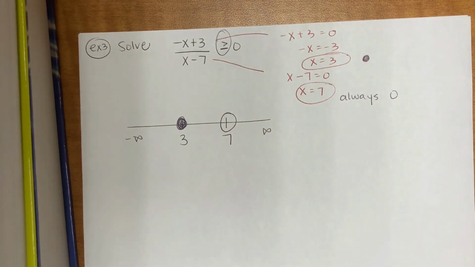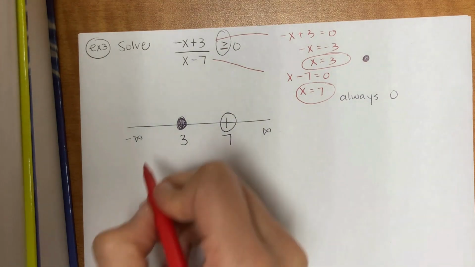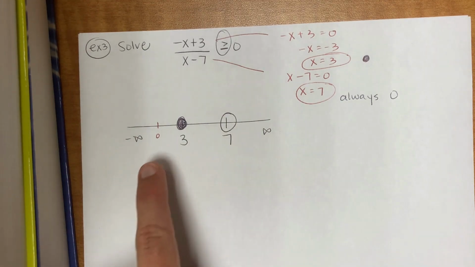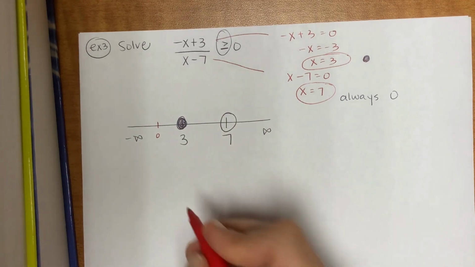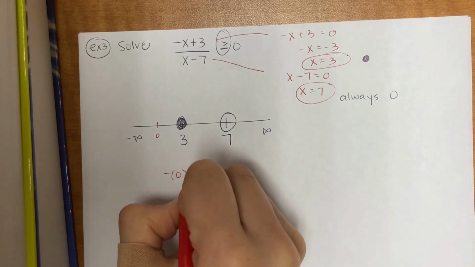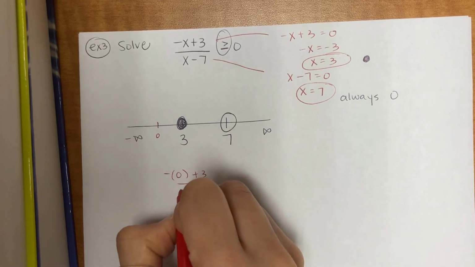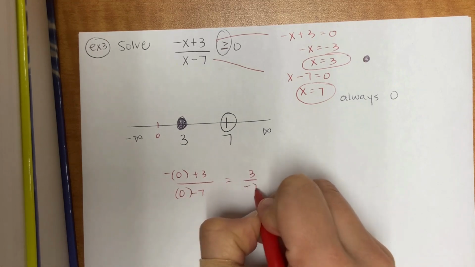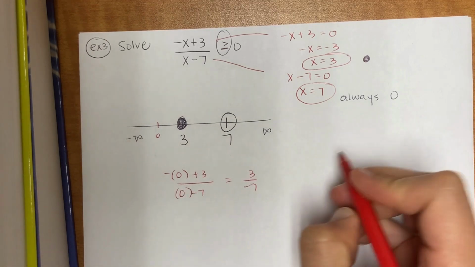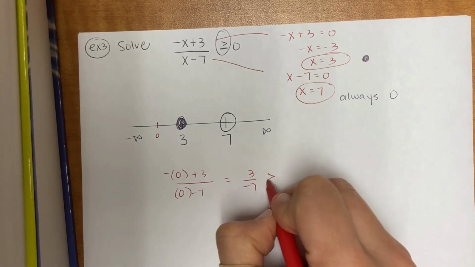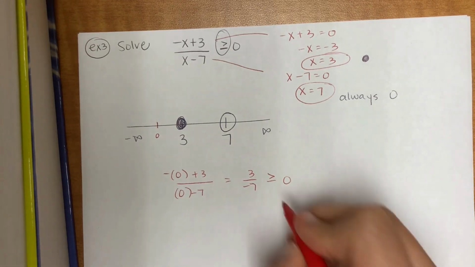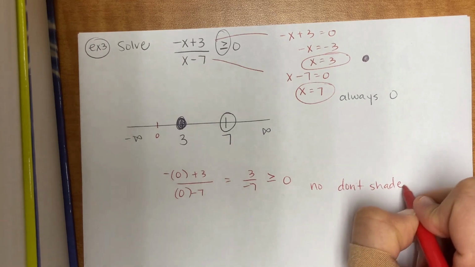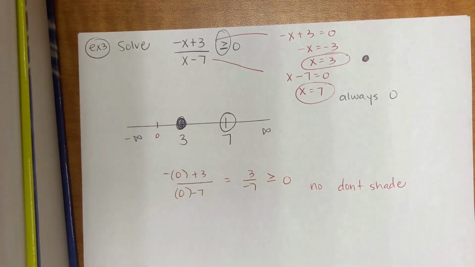All right, let's figure out what part needs to be shaded. I am going to choose 0 because that's an easy number to sub in. 0 on my number line would fall in here at this first interval. So if I sub in a 0 to the equation, I get negative 3/7, which is that greater than or equal to 0? No, so don't shade. The way the homework is set up, you shade every other interval.